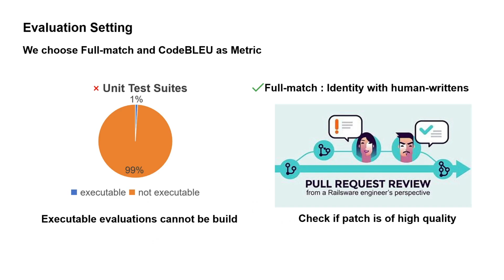We chose full match and CodeBLEU as our metrics. On one hand, we couldn't establish a benchmark based on execution, since most unit tests fail to run due to dependency errors. On the other hand, we focus more on the quality of the patch, as high-quality patches are essential for receiving reviewer approval in the open source community. And passing mere test cases doesn't guarantee optimal solutions.